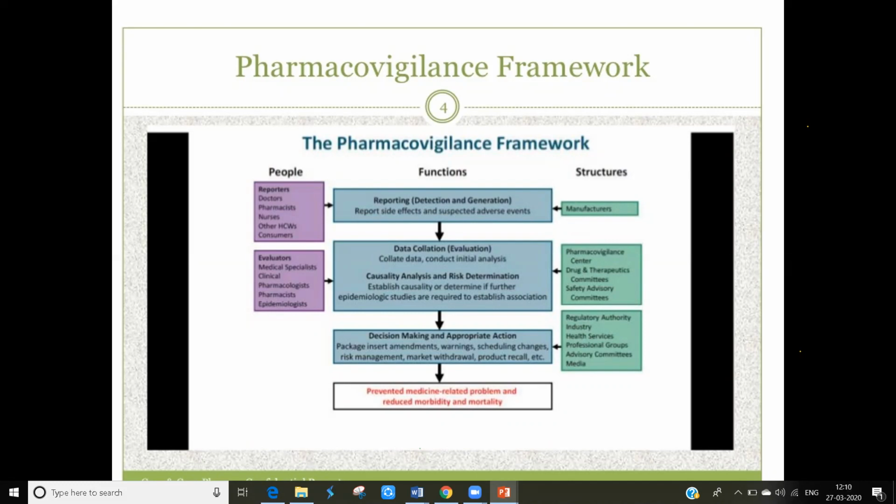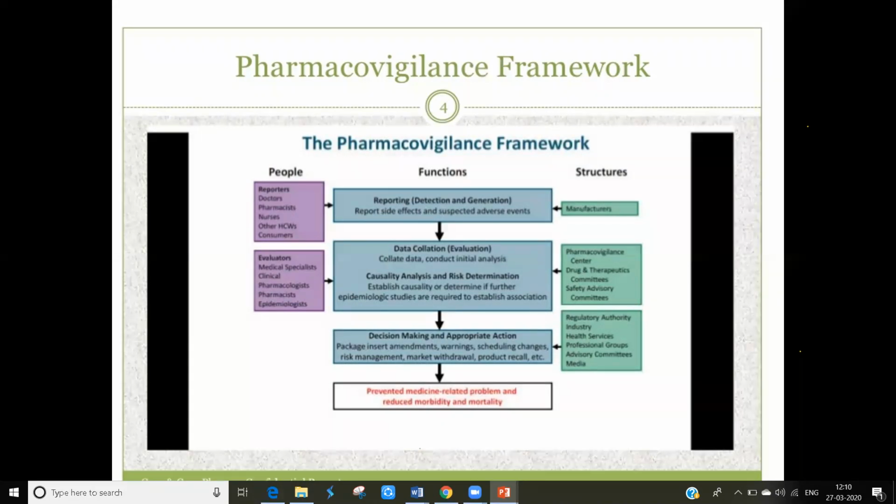You can see the next function is decision making and appropriate action. There are reporting, analyzing and sending. So what happens after that? As I told, there will be signal detection; if anything unusual is happening, they will see that and take a decision. The decision can be package insert amendments. Package insert is nothing but the patient information leaflet.